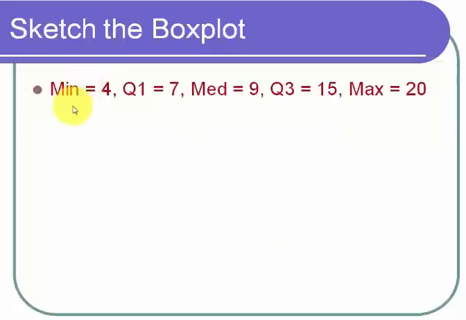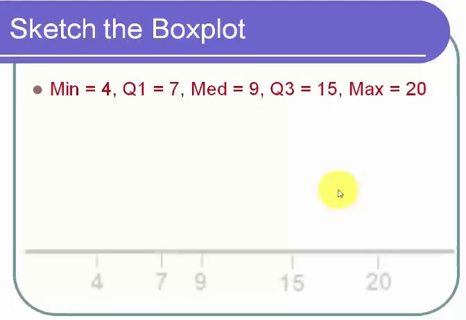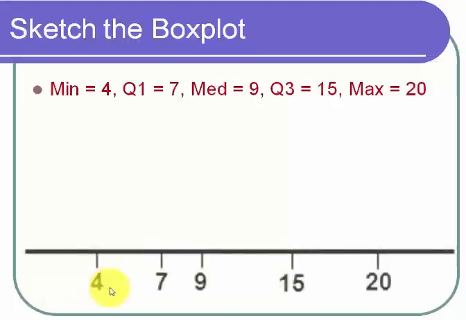So let's suppose we have the 5-point summary with the minimum of 4, the first quartile at 7, the median at 9, the third quartile at 15, the max at 20. So I'm going to start by putting all these on a number line. So here's a number line with 4, 7, 9, 15, and 20 drawn on the number line.